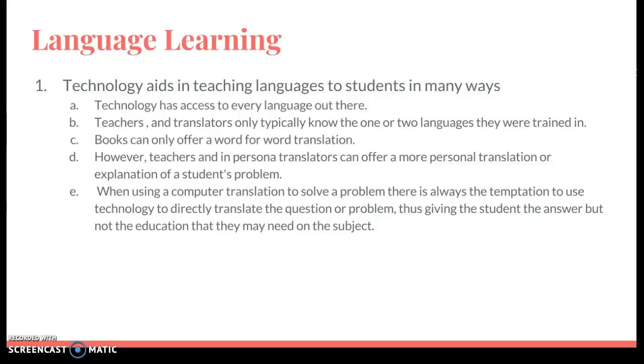And when using computer translation to solve a problem, there is always the temptation to use technology to directly translate the question or problem, thus giving the student the answer, but not the education that they may need on the subject to solve the problem later in life.